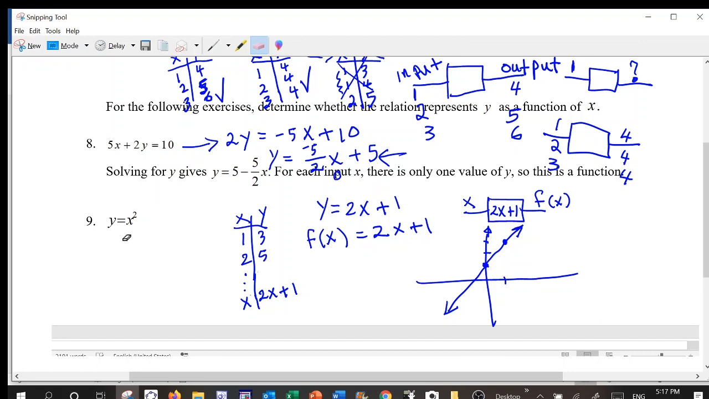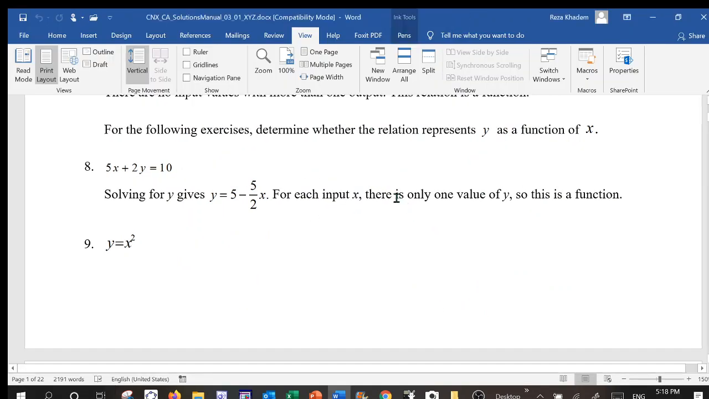All right, now what about number 9? Well, y equals x squared, so yes, this is a function, because for every x value, whatever the x value is, the y value would be whatever that is squared. And there is no way you can get different answers if you have the same x value. All right, so these two are functions. Okay, so let's do another one.